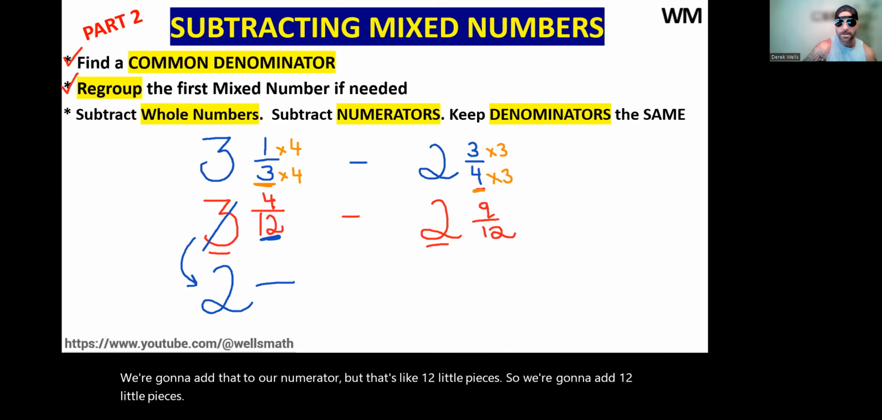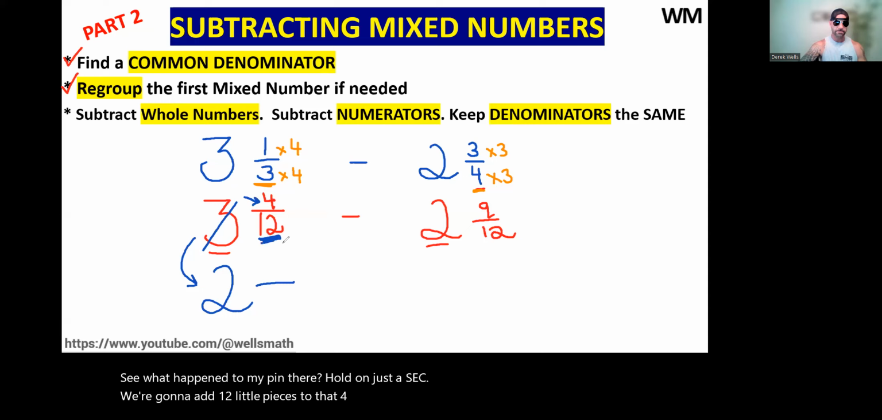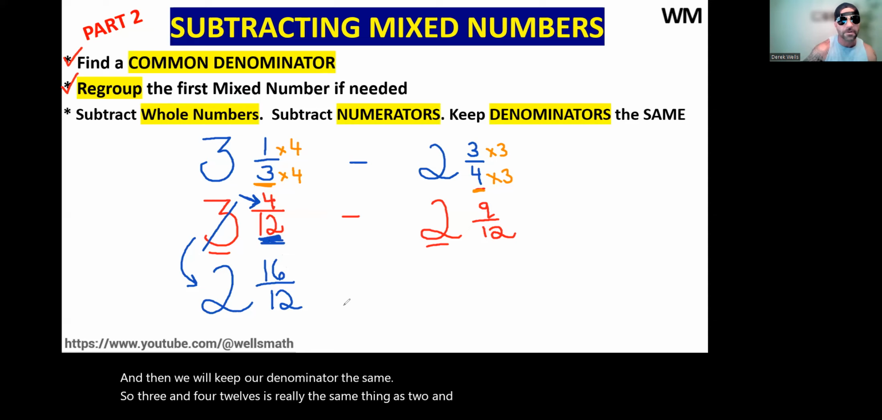Let's see what happened to my end there. Hold on just a second. We're going to add 12 little pieces to that 4, okay? Because one whole is the same as 12 of those small pieces. So 12 plus the 4 that we already have up there is 16. And then we will keep our denominator the same. So 3 and 4/12 is really the same thing as 2 and 16/12.